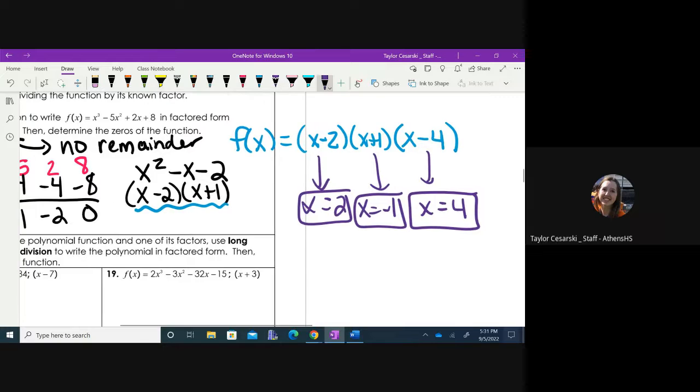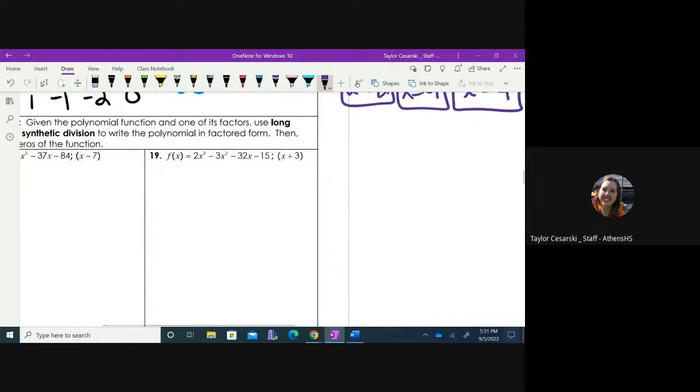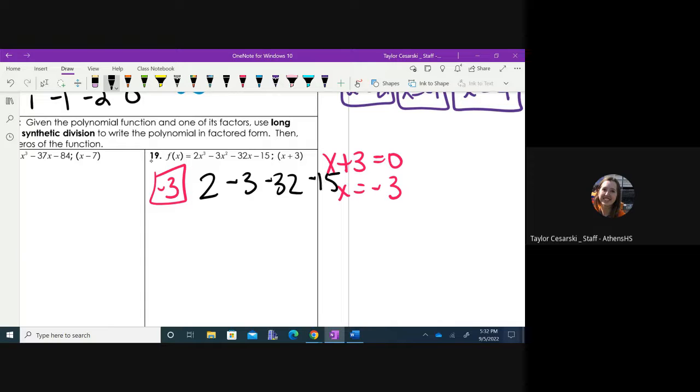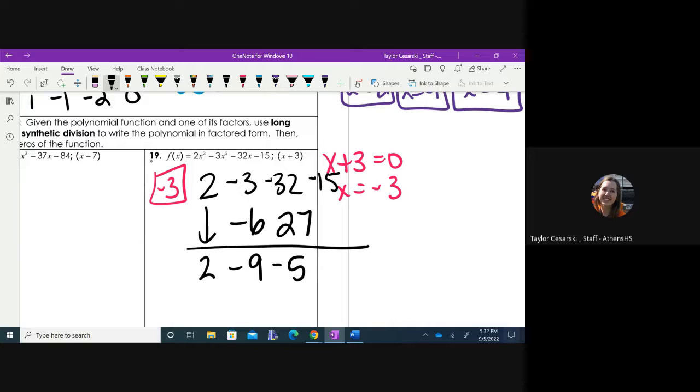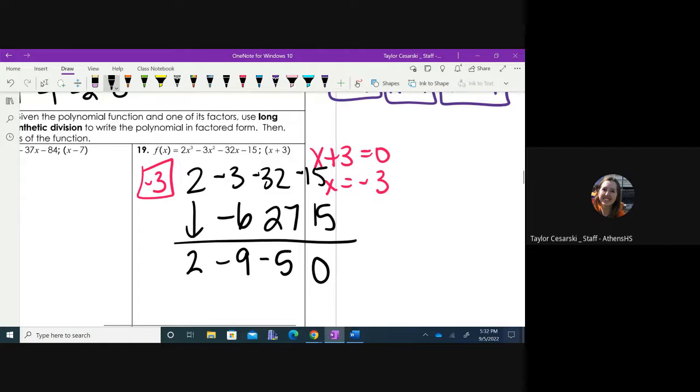All right. Next, I'm actually going to do number 19 because it's going to involve some factoring with a leading coefficient, which we need to remember how to do. All right, so first I'm going to do x plus 3 equals 0. So x equals negative 3. Take my coefficients. And first I'm just going to divide. At this point, we should be hopefully a little bit more comfortable with division. So bring down the 2. I have negative 6. Add down negative 9, multiply 27, add down negative 5, positive 15, and 0. Again, they told you this was a factor, so that should give me a remainder of 0.